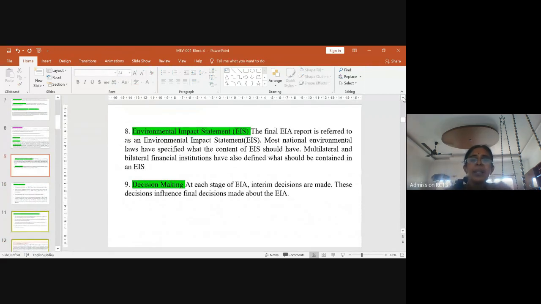Next one is the environmental impact statement, which is the final report of the environmental impact assessment. Most of the national environmental laws have specified the content of the EIS. Multilateral and bilateral financial institutions have also defined what should be contained in the environmental impact statement. The final one is decision making. At each stage of environmental impact assessment, interim decisions are made, which influence the final decisions of the EIA.